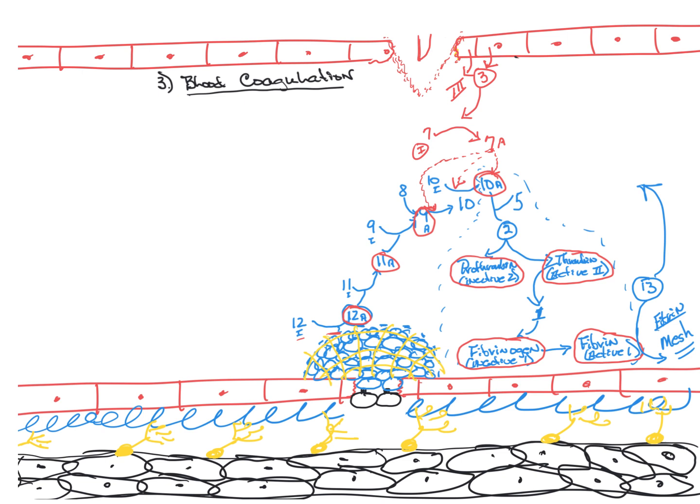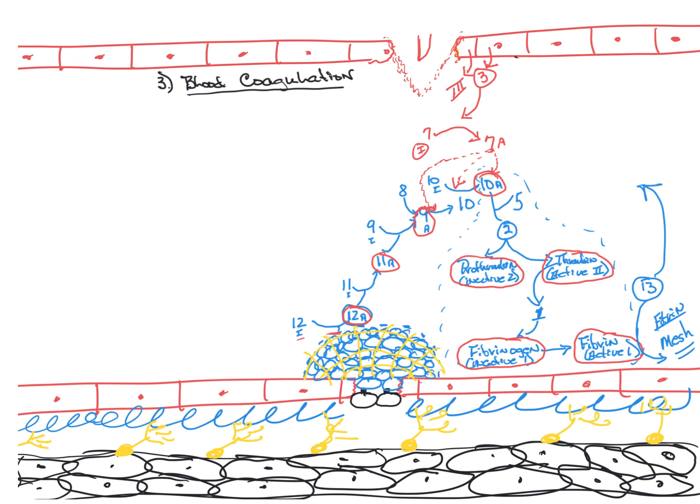When it does that, it converts inactive 7 to active 7, which then goes directly to inactive 10 and converts it to active 10. Active 10 with 5 converts prothrombin to thrombin. Thrombin converts fibrinogen to fibrin. Fibrin then comes in contact with factor 13, causing the fibrin mesh or net to form over the clot and hold it in place. So that is your whole theory of the clotting cascade.